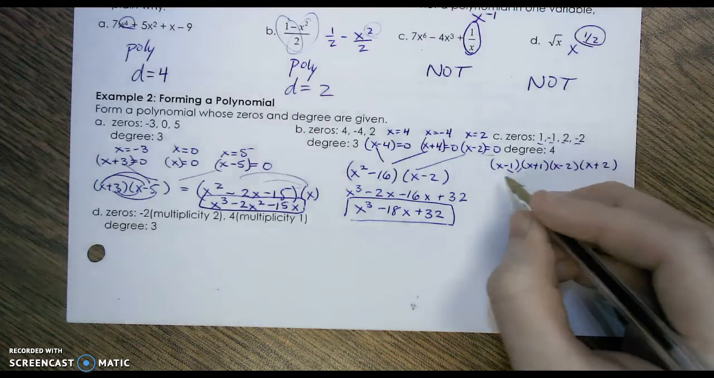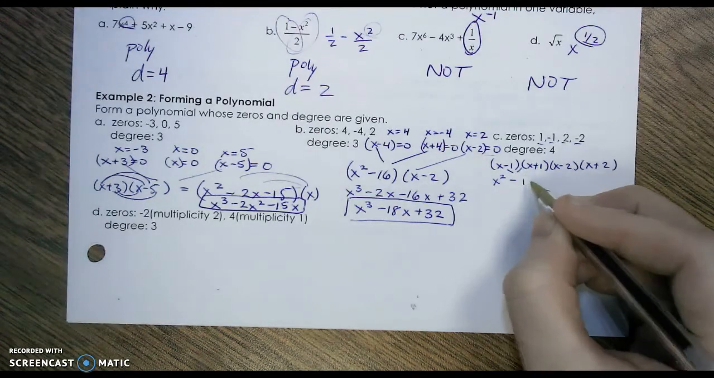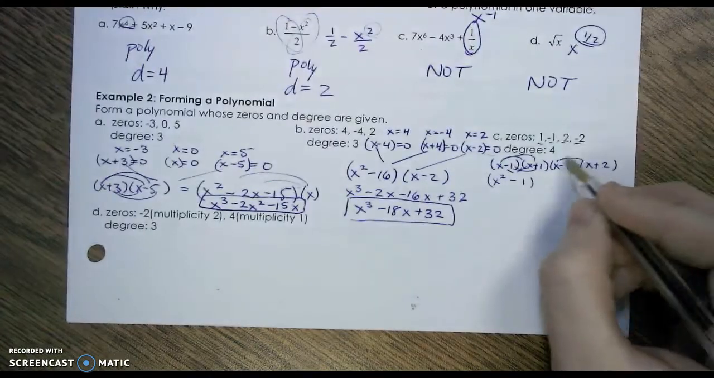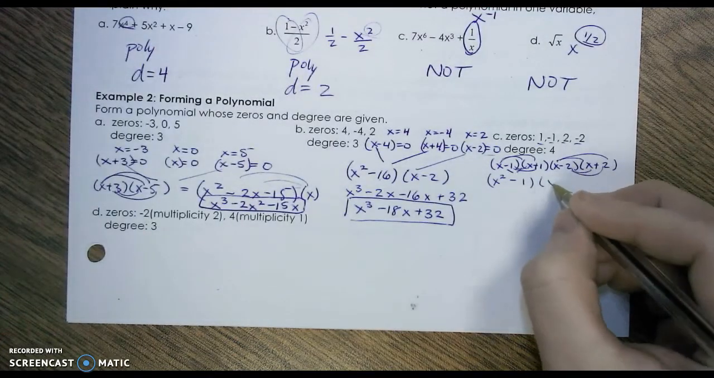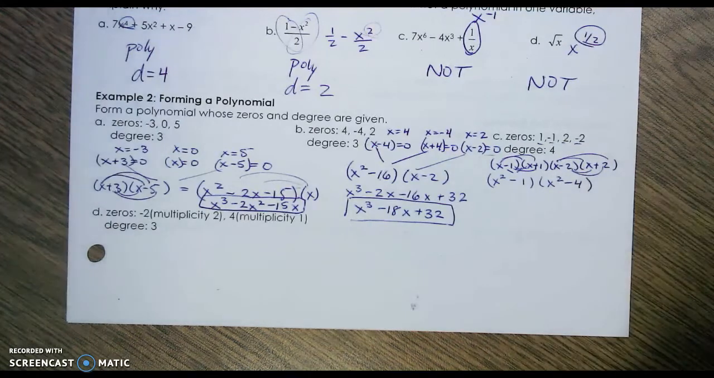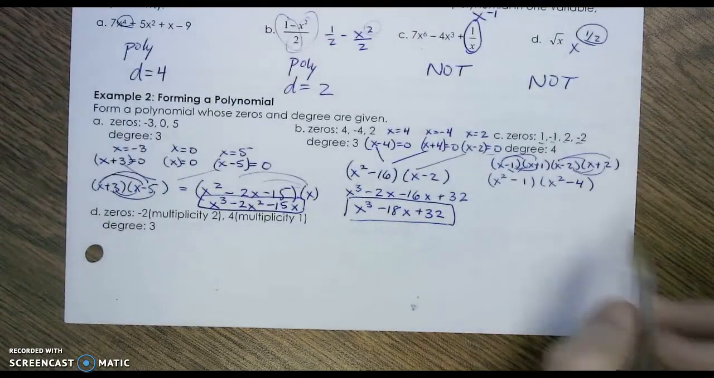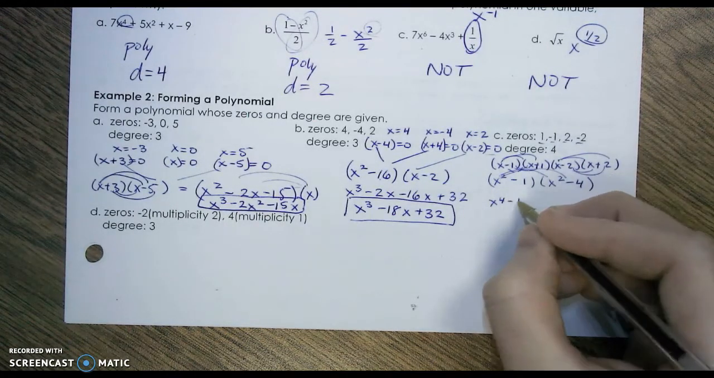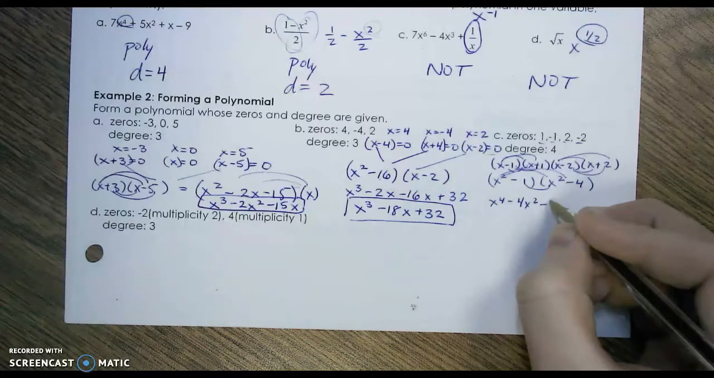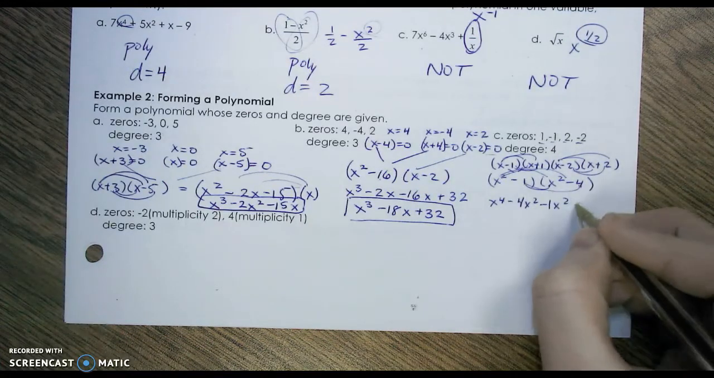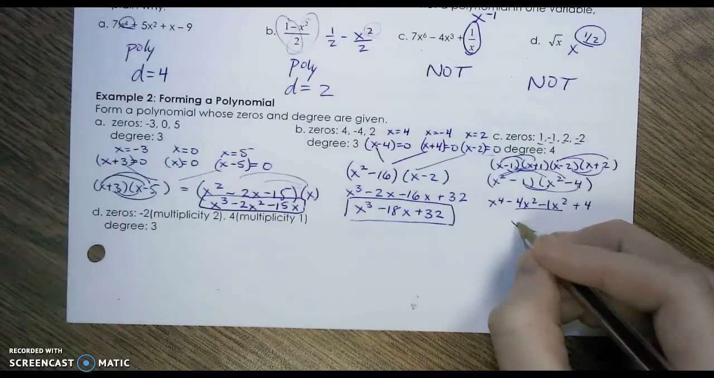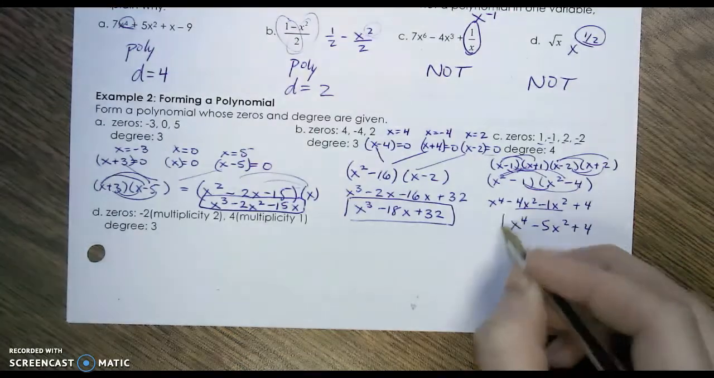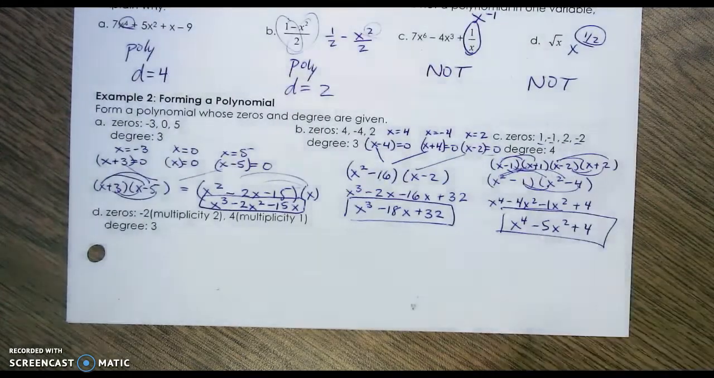And let's FOIL 2 at a time. So these two go together and make x squared minus 1, and I am foiling that. And then FOIL this, and you get x squared minus 4. And then we FOIL these. We multiply these together, so we're going to get x to the 4th minus 4x squared minus 1x squared plus 4. And you combine your x squareds together. So x to the 4th minus 5x squared plus 4. And you can check it's degree 4, which is what they said.